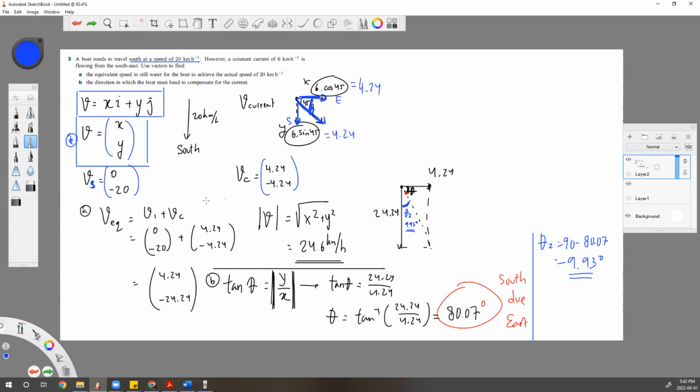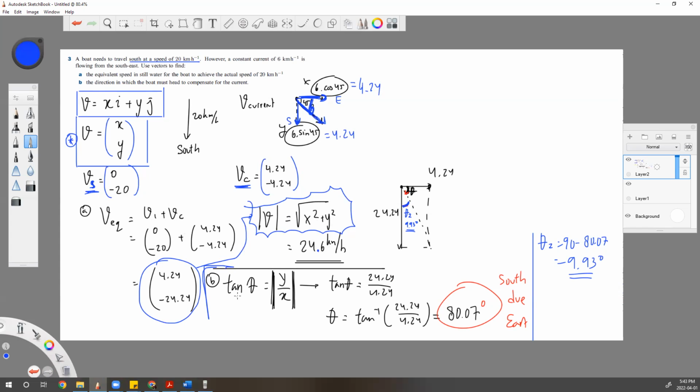Negative 4.24. So if we are finding the resultant speed, it has to be added up. Easy, add up the x and the y. So 0 plus 4.24 and negative 20 plus negative 4.24. The answer is this. Then to calculate the speed itself, use this formula. Square root of x squared plus y squared, and it is 24.6 km/h. You use calculator, you can find it.